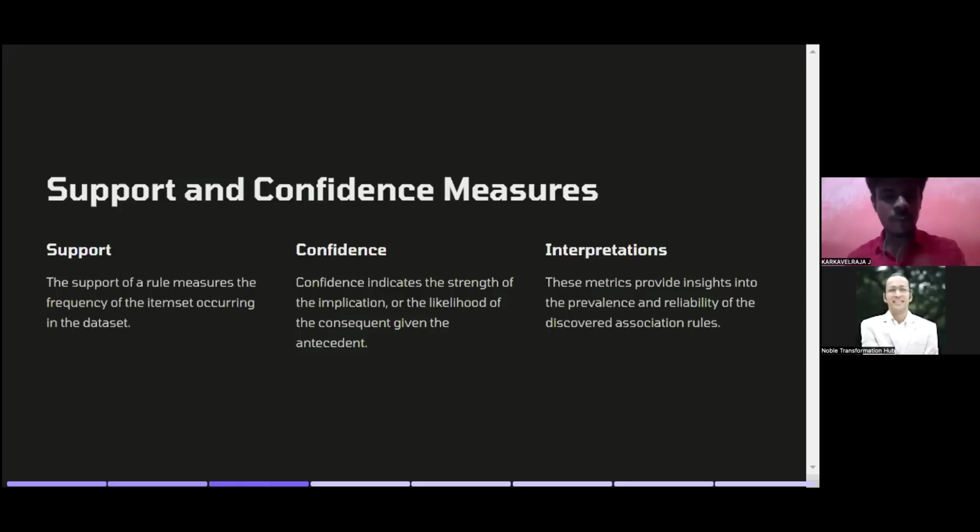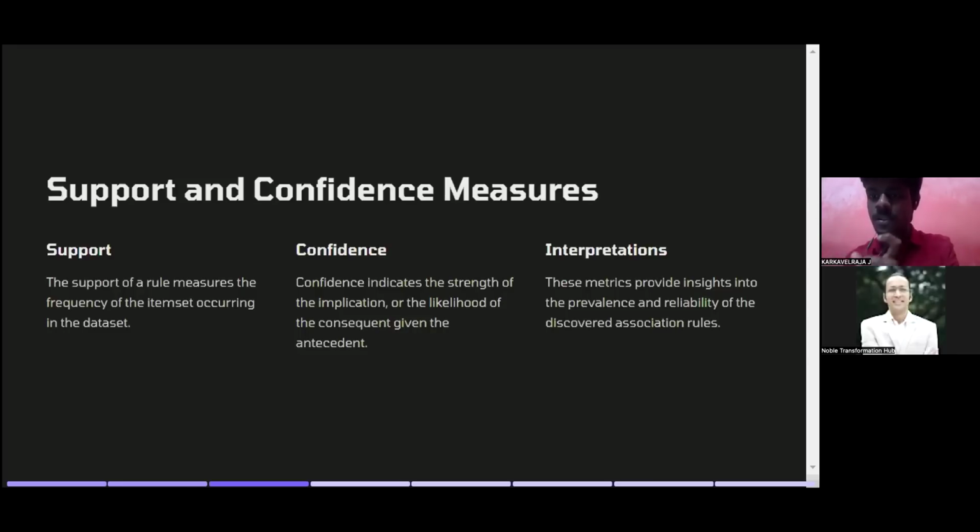Confidence indicates the strength of implication, or the likelihood of the consequent given the antecedent. Let's make it simpler. We all buy milk, and sir buys the biscuit. Sir bought the biscuit, I bought the biscuit, and you bought the jam. What is the confidence of buying the biscuit given that we buy milk? Two times we buy biscuit when milk is bought three times, so two by three.